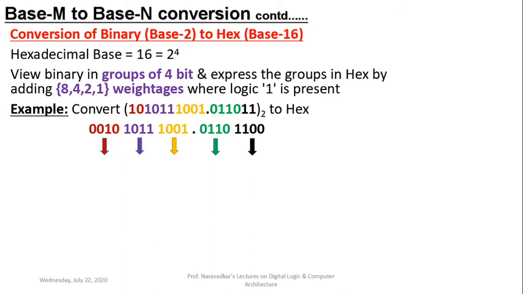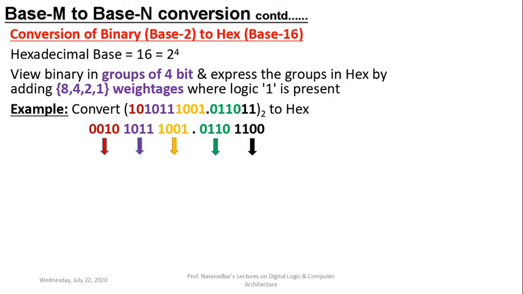So what I will do here, I will start from that extreme left, 0010. Weightages to be added 8421. In the position of 8 there is a 0. Position of 4 there is a 0. But at position of 2 is 1, so 2. At position of 1 there is 0. It means that 0010 is converted to hexadecimal 2 here.